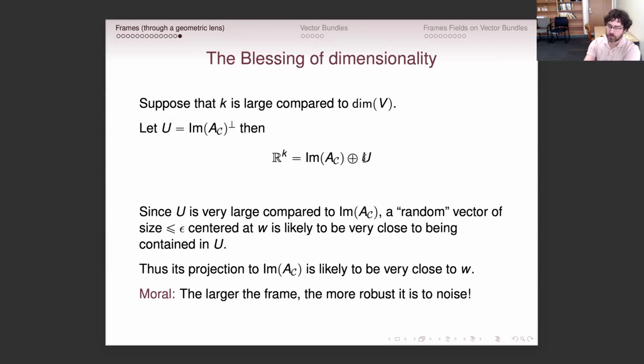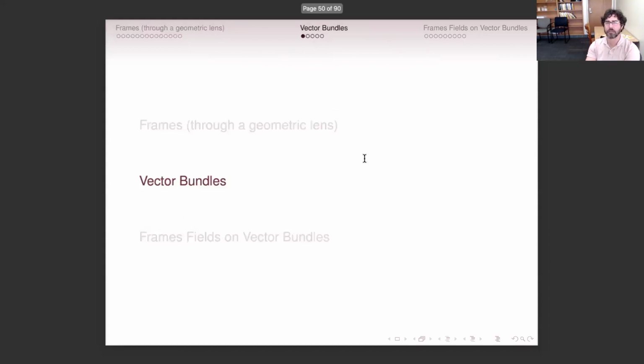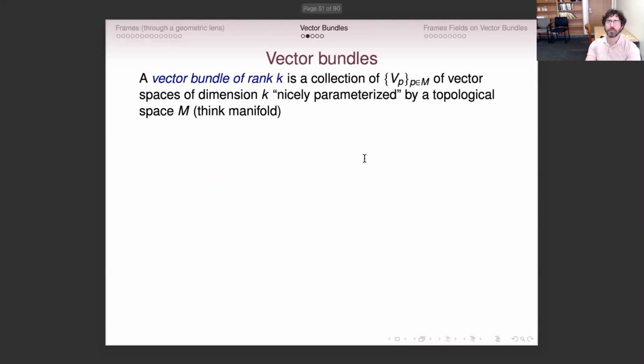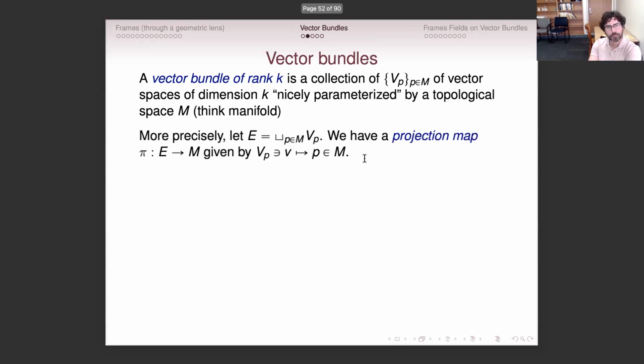Okay. So I want to take everything that I've been talking about and migrate it to the setting of vector bundles. So loosely speaking, a vector bundle of rank K is a collection of vector spaces of some fixed dimension that are in some nice way being parameterized by some topological space M. And in the back of my mind, M is going to be a manifold, but it could really be whatever your favorite topological space is.